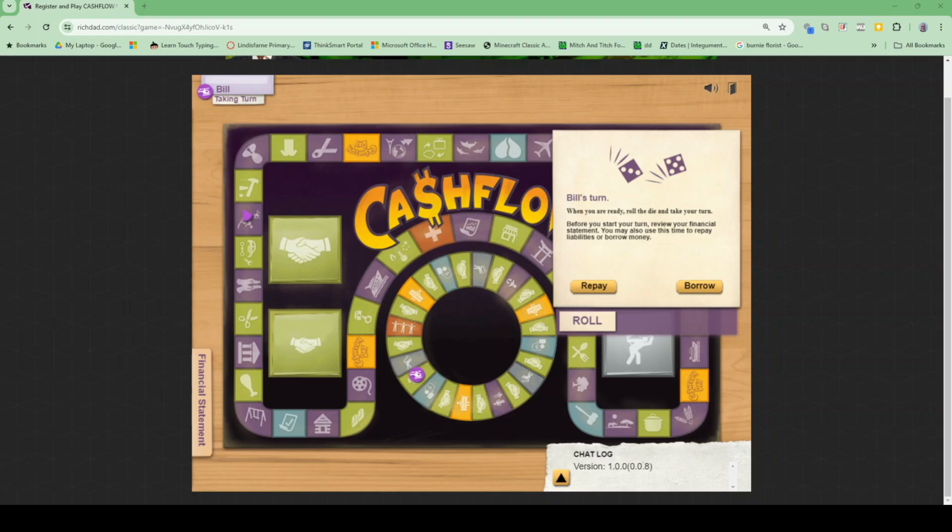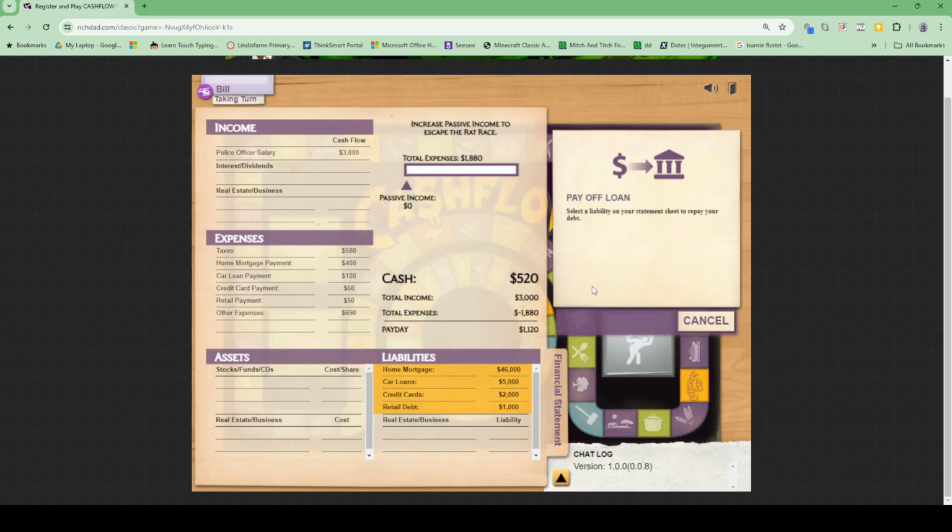Once you've chosen your dream, you are then faced with the screen which says repay, borrow, or roll. Now, what do the repay and borrow buttons mean? If you click on repay, you'll be presented with your financial statement. And this is where most of the game thinking is going on.